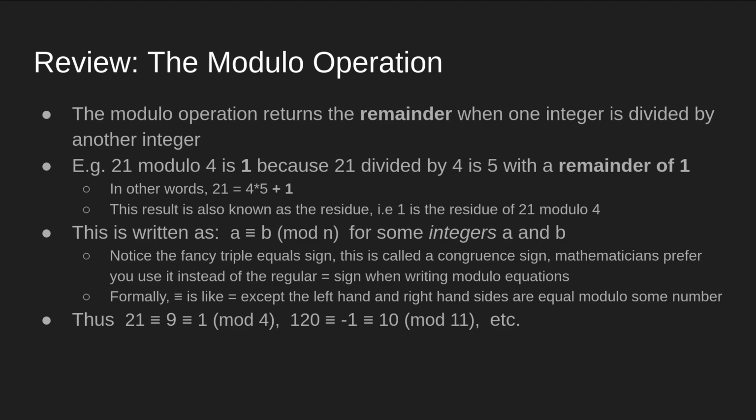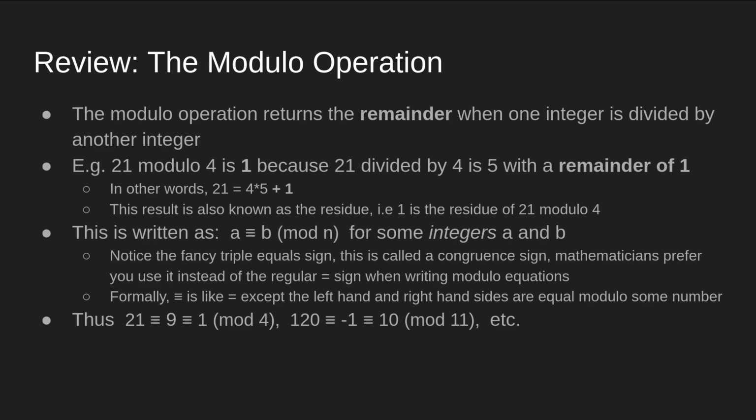Formally, congruence is the same as equality, except that the left-hand and right-hand sides are equal modulo some number. So in equality, you know that the left-hand and the right-hand side are inherently equal. With congruence, they're equal modulo some number. And thus, 21 would be congruent to 9, which is congruent to 1 modulo 4. You can see how 21 and 9 are both 1 more than a multiple of 4.